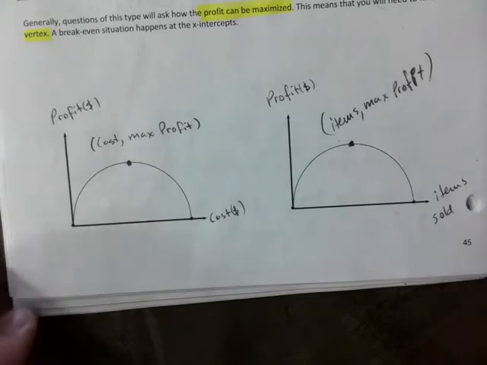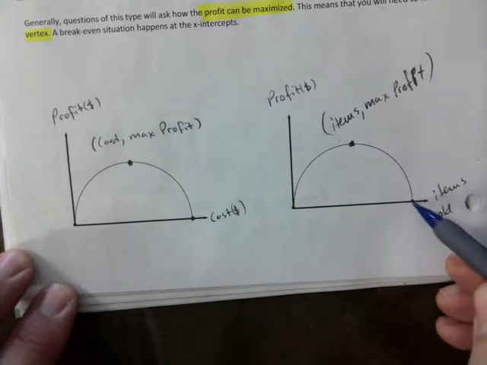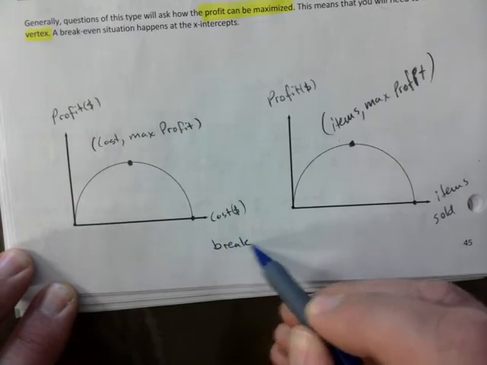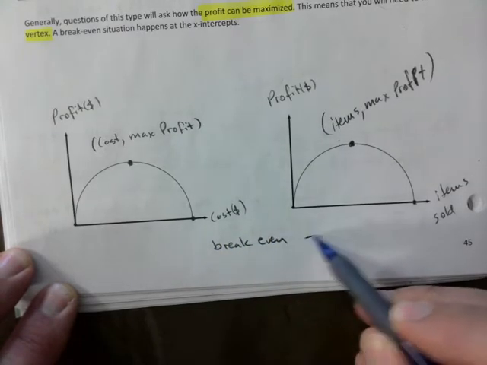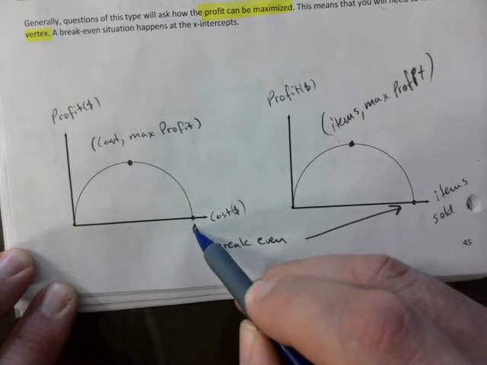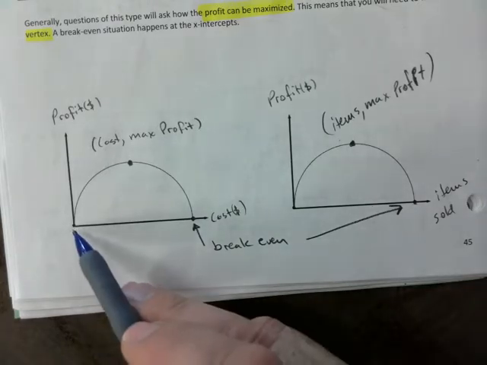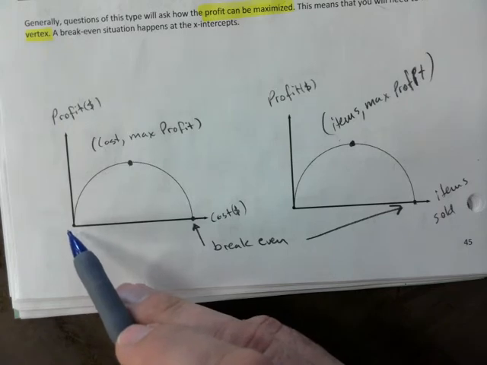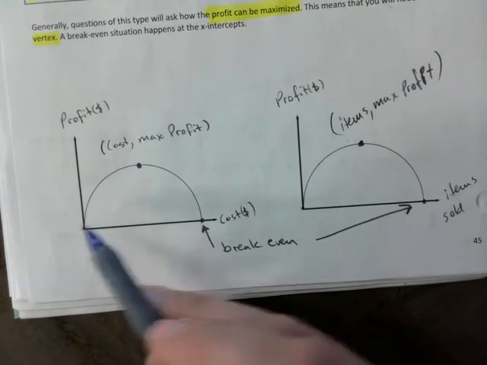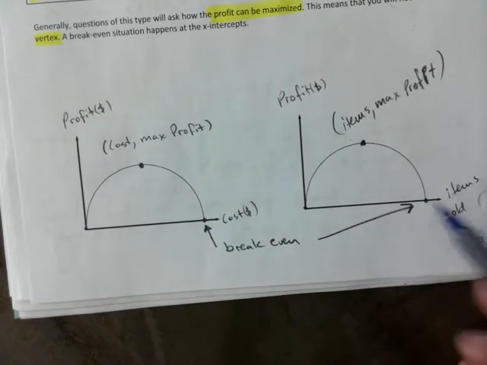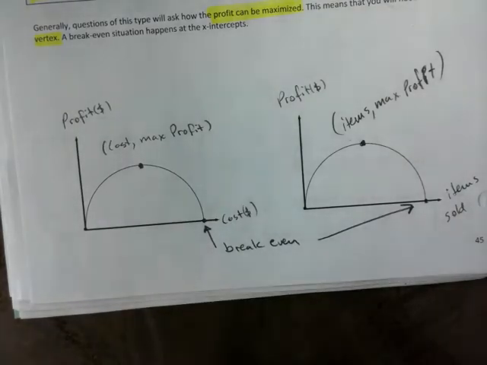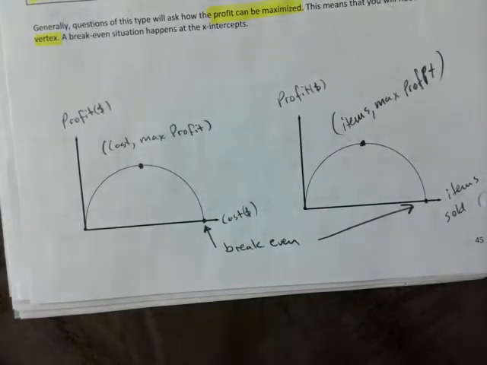This is break even. You're not making money, you're not losing money. If the question ever says, what's the break even point? How much should you charge? Obviously 0, 0. If you sell nothing, you make nothing, right? So that is not really a good feasible one. You want to look at these ones here, okay? I think we're good to go now.